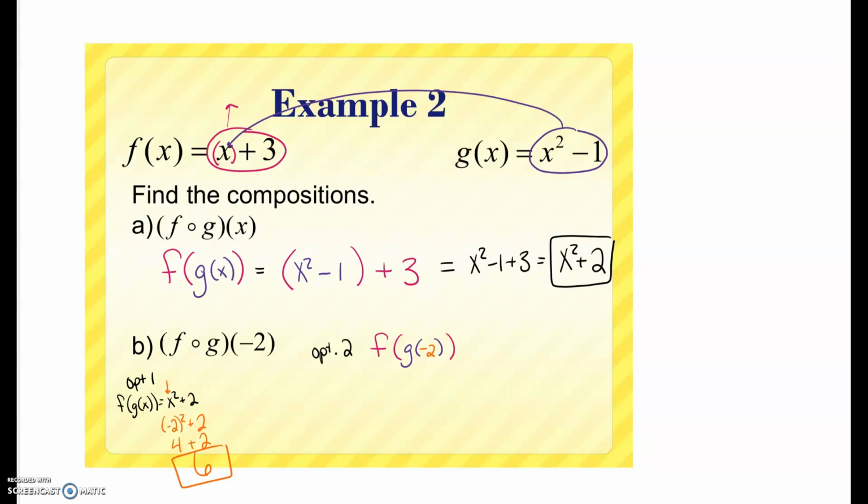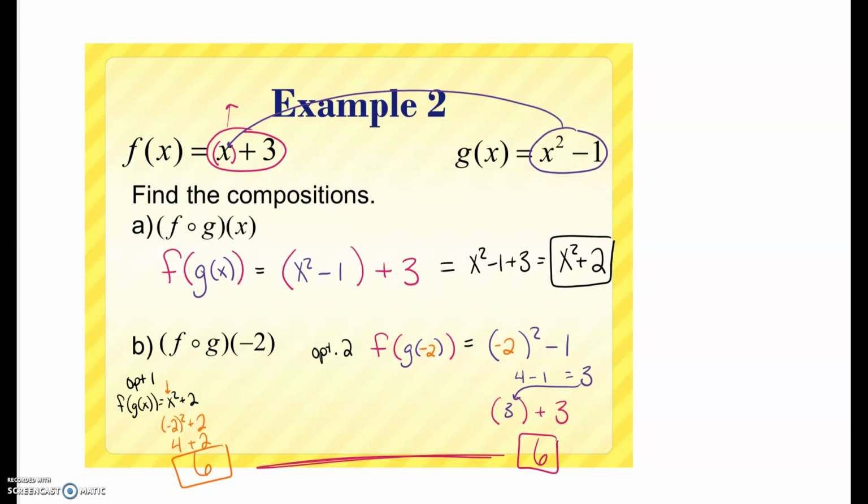Okay, so this would be, we're going to take the g function, which is something squared minus 1, and we're plugging that -2 in there. -2 squared is 4, and 4 minus 1 is 3. Now we are going to take f of that. So we are going to do something plus 3. We're going to stick that 3 from here in there. And 3 plus 3 is 6. And ta-da! We got the same answer for both of those.